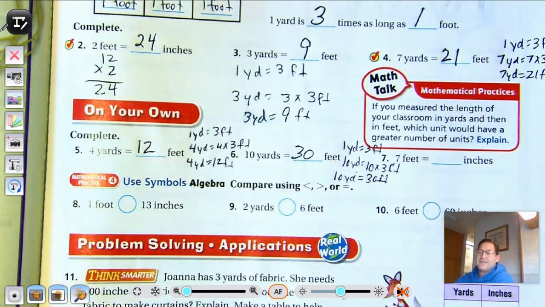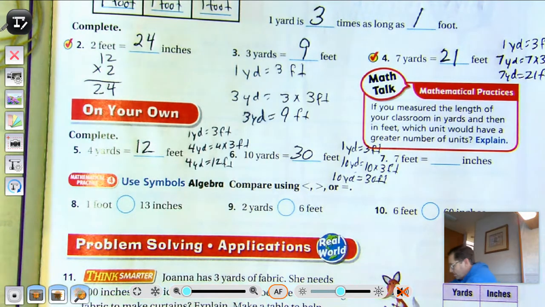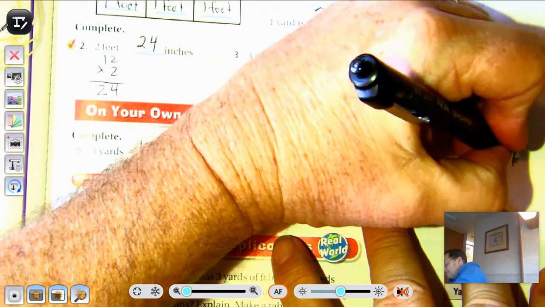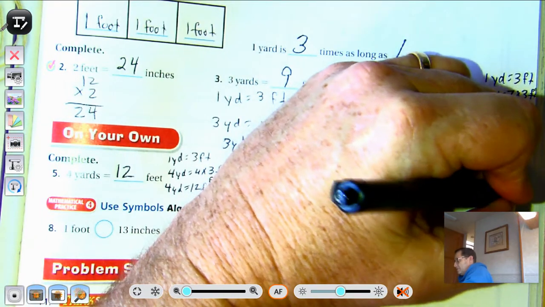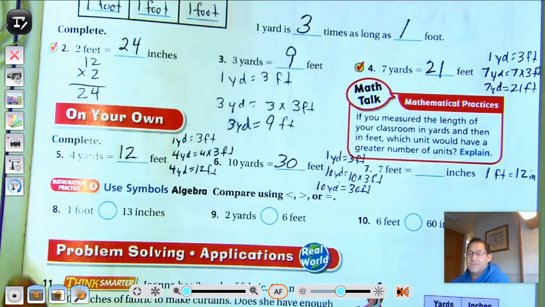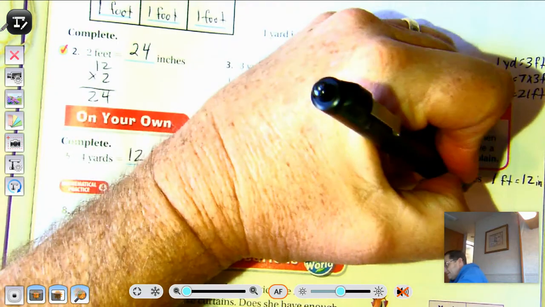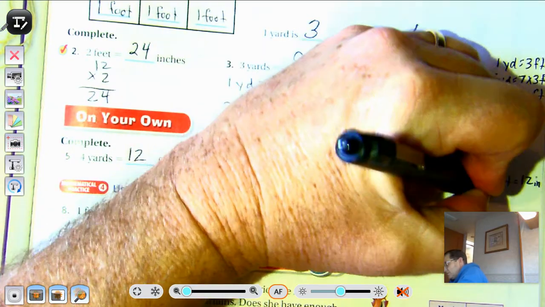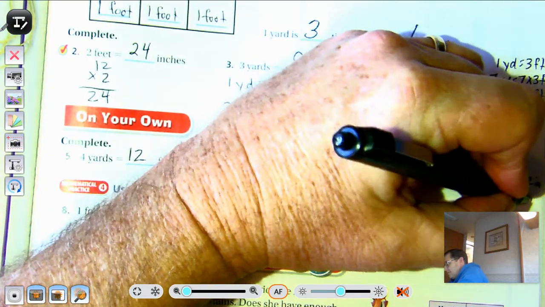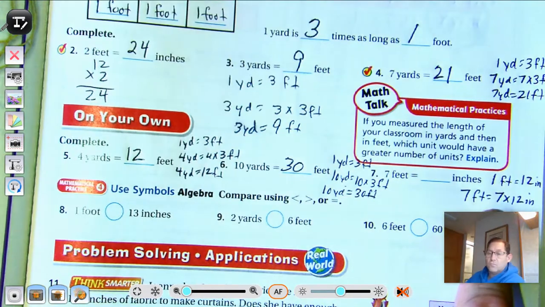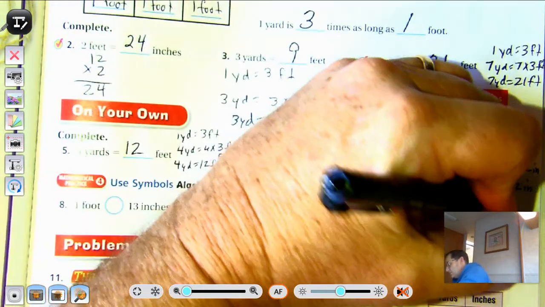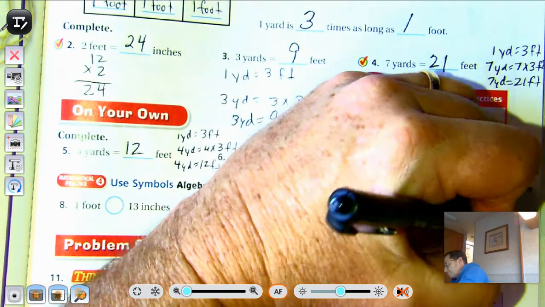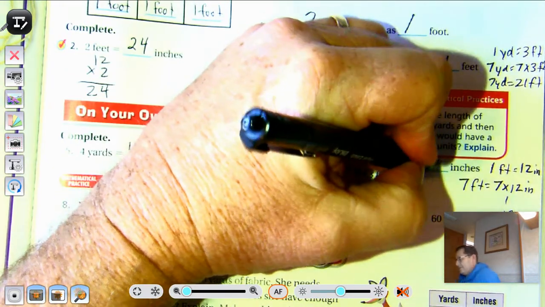All right, 7 feet is how many inches? All right, well, at least this is a little different. 1 foot is how many inches? 12. 12 inches in every foot. We have 7 feet. So 7 feet equals 7 times 12 inches. We have 7 sets of 12 inches. 12 times 7, 84 inches.